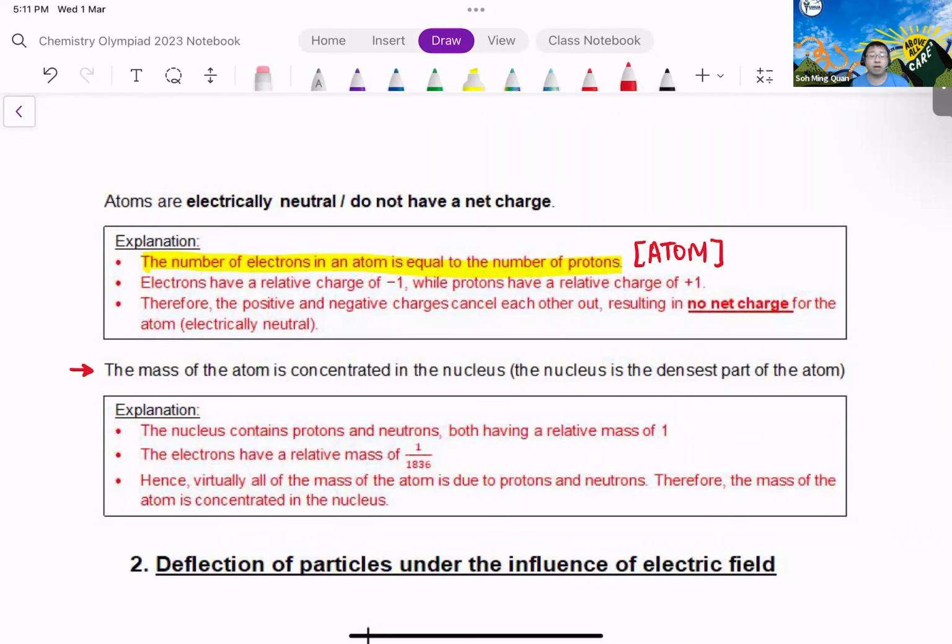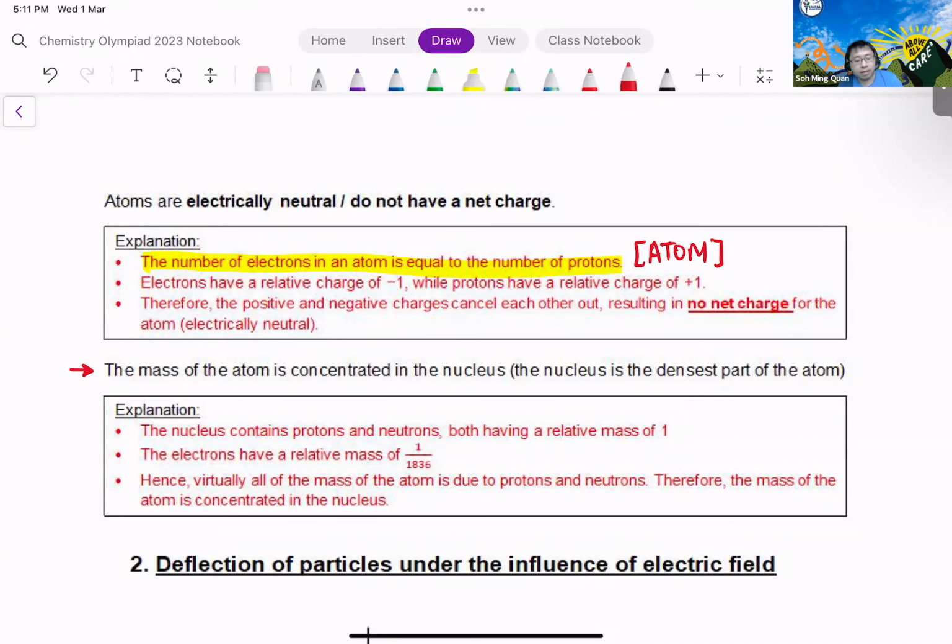Okay, also important for us to know the difference between atoms and ions. Atoms is where the electron and the proton are in the same number. And as a result, atoms are electrically neutral. They do not have an overall charge.